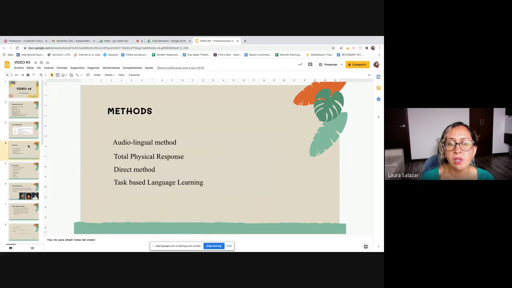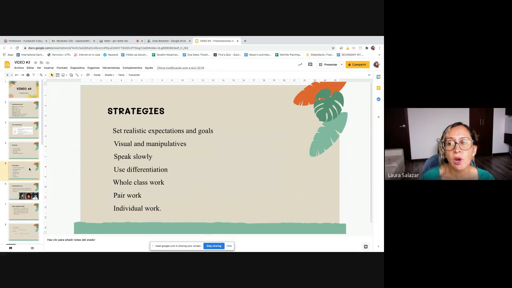For the methods, in this lesson, I use the audiolingual method, total physical response, direct method, and task-based language learning. The strategies that I used for this lesson were set realistic expectations and goals, visuals and manipulatives, speak slowly, use differentiation, whole class work, pair work, and individual work.